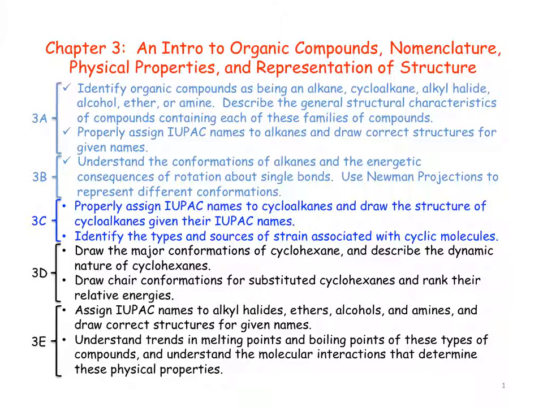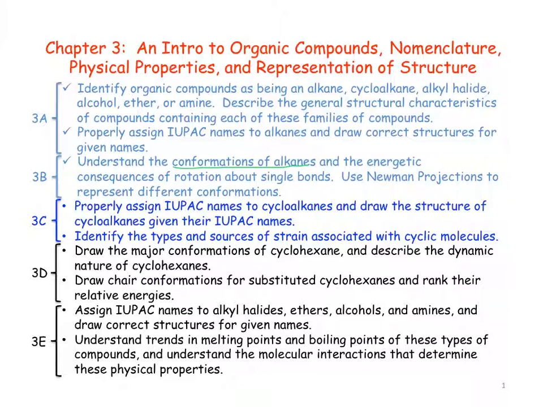Hey everyone. In the last video we talked about the conformations of alkanes that can be formed through the rotation around single bonds. We talked about staggered and eclipsed conformations, and for the staggered conformations we talked about the possibility of anti and gauche conformations. And then we learned how to rank those in relative energies.